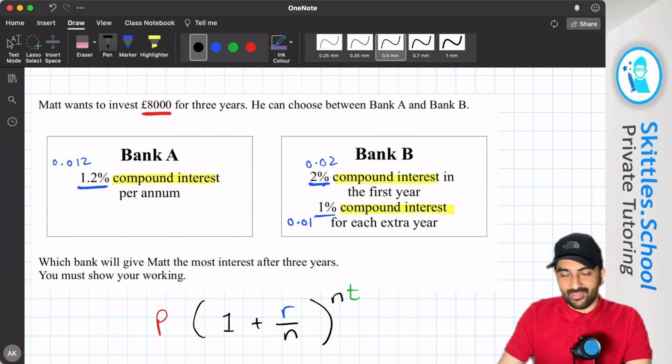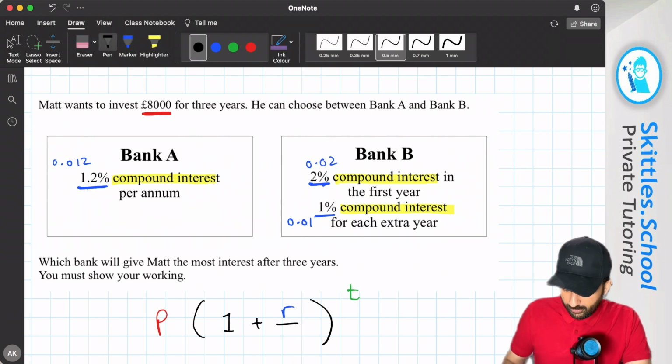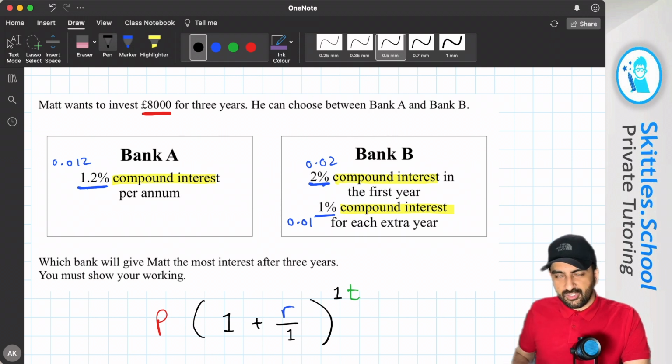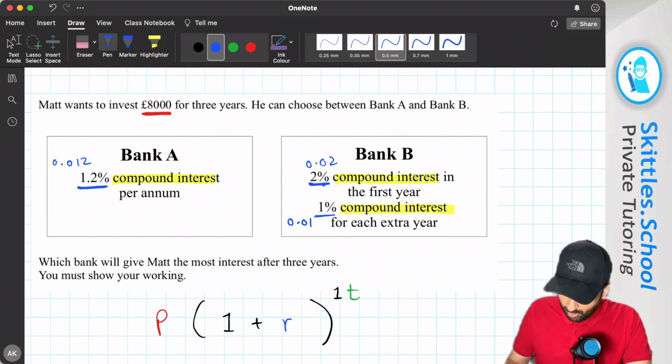In this question, that's 1. And the T is the total number of time periods. So in this question, it's over 3 years, so T is 3. So I'm going to replace these N's with 1s. And you'll be able to see that those ones that I've replaced don't have any effect on the question. R over 1 is the same as saying R. And 1 times T is the same as saying T. So I'm just going to erase them. R over 1 is the same as saying R. And 1 times T is just to the power of T.